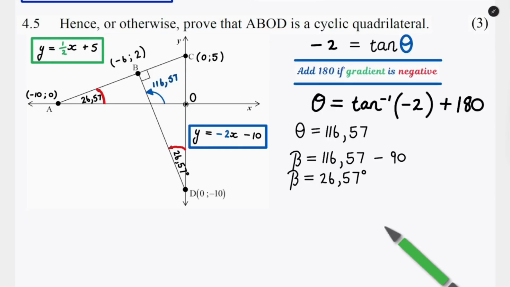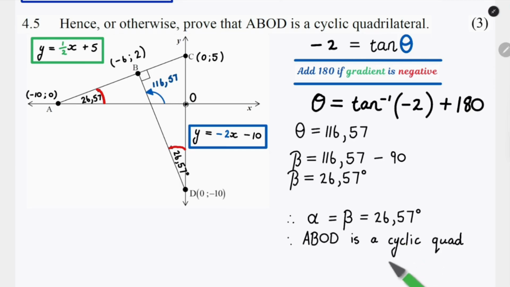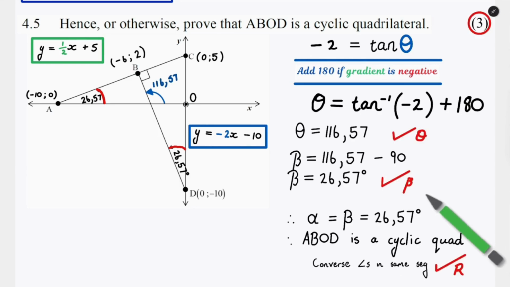And then all that's left to do is we've got to state that alpha is equal to beta. And then we can make the conclusion that ABCD is a cyclic quad. And the reason is converse angles in the same seg. And in this question, beta gets you a mark, your reason gets you a mark, as well as the size of this obtuse exterior angle of triangle.